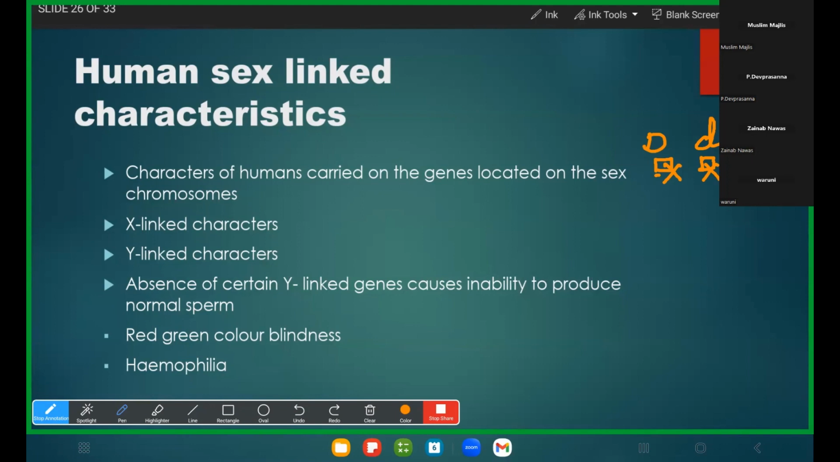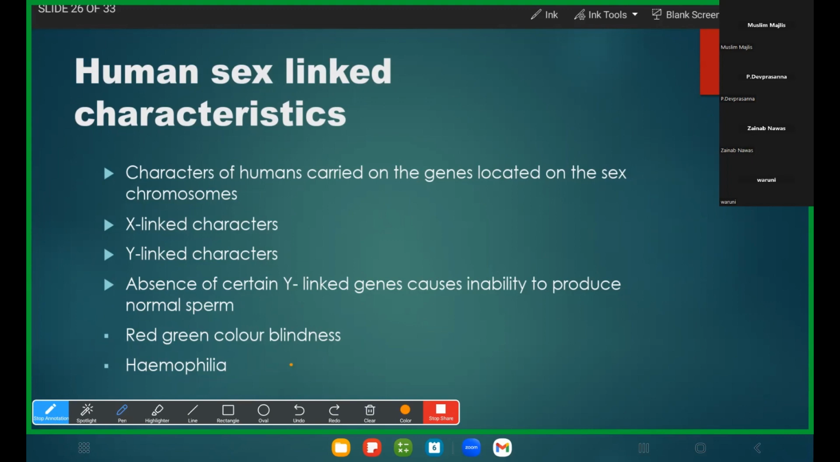Whereas in males, since they don't have the homologous allele on the Y chromosome, if the X chromosome contains the disease gene, they would express the disease, and if it does not contain the disease gene, then they would be healthy. So this would increase the chances of the offspring having the disease. This can be observed in red-green color blindness and hemophilia.